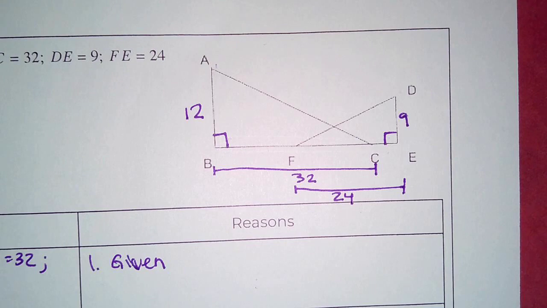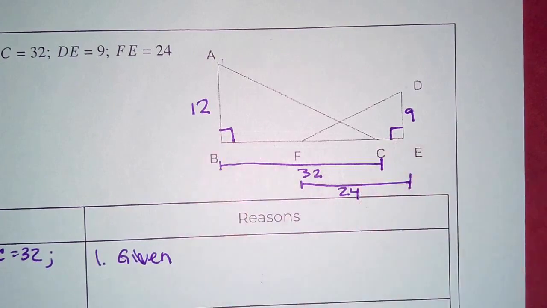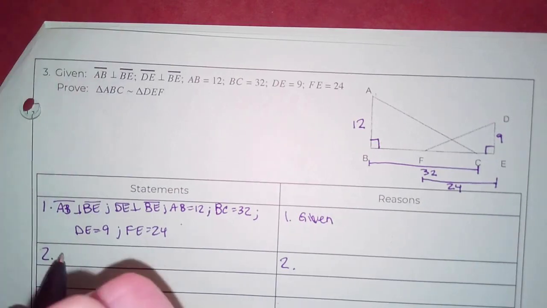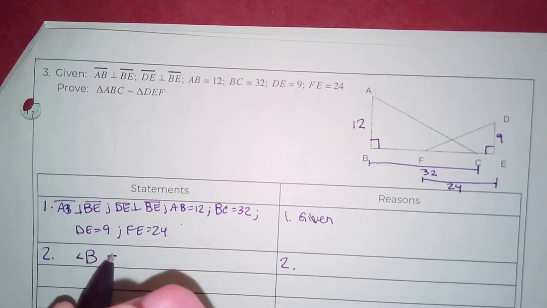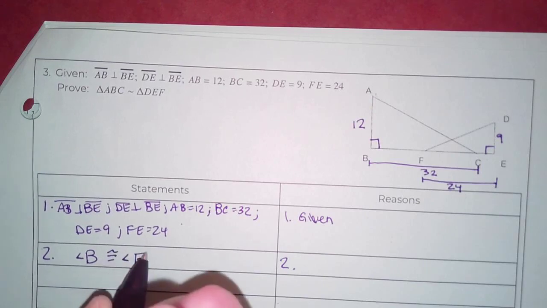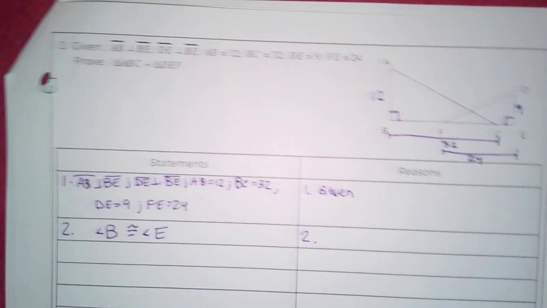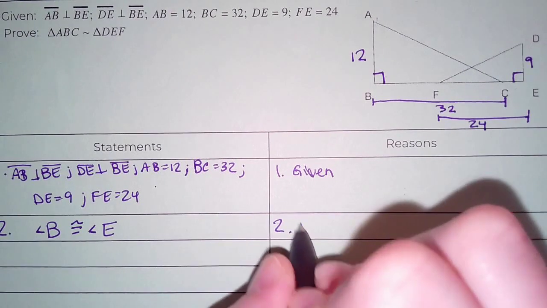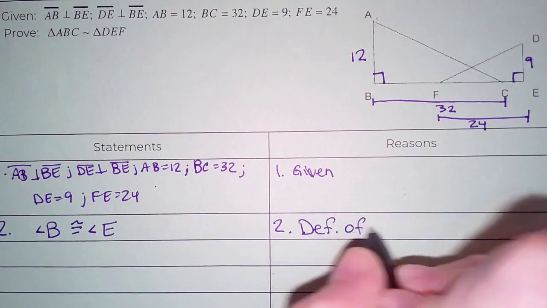So let's go ahead and talk about the angle before we jump into those sides. So I want to be able to say that they are congruent. So I'm going to list these 2 angles. So I can use 3 letters if I want to, or I can just say angle B is congruent to angle E. And the reason is we have perpendicular for both of those. So definition of perpendicular.